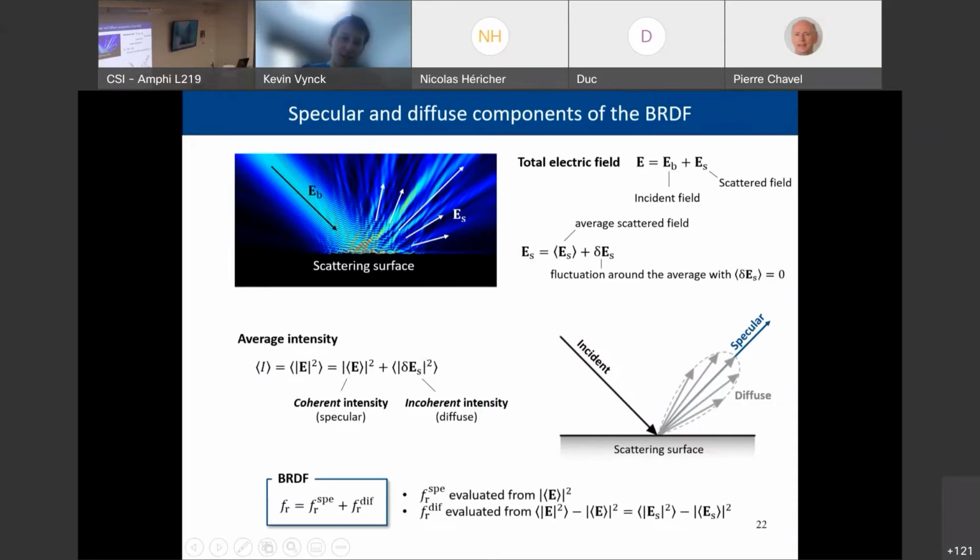And this means that the BRDF, the component that I introduced a bit earlier, can be decomposed into two parts, two components: a specular part that will be evaluated from the square norm of the average field, and the diffuse component that will be evaluated by taking the difference between the average intensity and the coherent intensity, or equivalently, the difference between the average scattered intensity and the intensity of the average scattered field. Voilà.